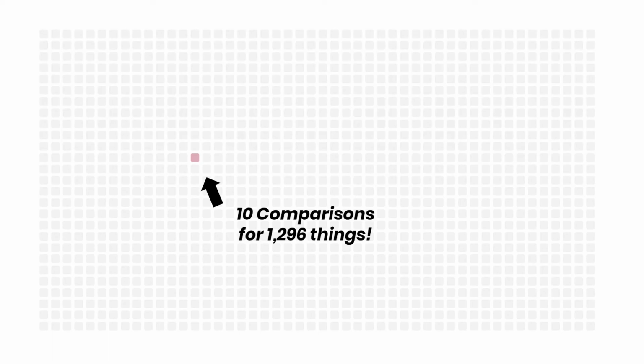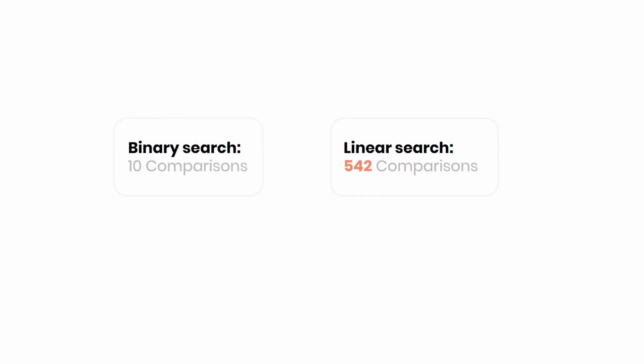So we only did 10 comparisons there to find the thing we're looking for out of 1,296. This is the same speed as searching for something with linear search that is 10 items in length. That is ridiculously fast. So just to contrast these two algorithms, here is how many comparisons linear search would have taken to find the same item. So 542 comparisons. We would have to start at the beginning, checking each one until we reach the 542nd item, and that would be the one we're looking for. With binary search, however, we only did this 10 times. So that is 5,420% more comparisons.